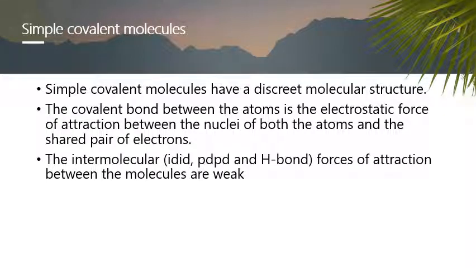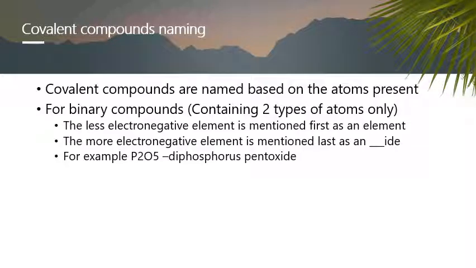Rather, it's because of the intermolecular bonds, forces of attraction, which we will cover later. Now, how do we name covalent compounds? They are based on the atoms present. For binary compounds, which contain two types of atoms, which is the main ones that you will be doing, the less electronegative will be placed first as an element, and the more electronegative will be mentioned last as an -ide.